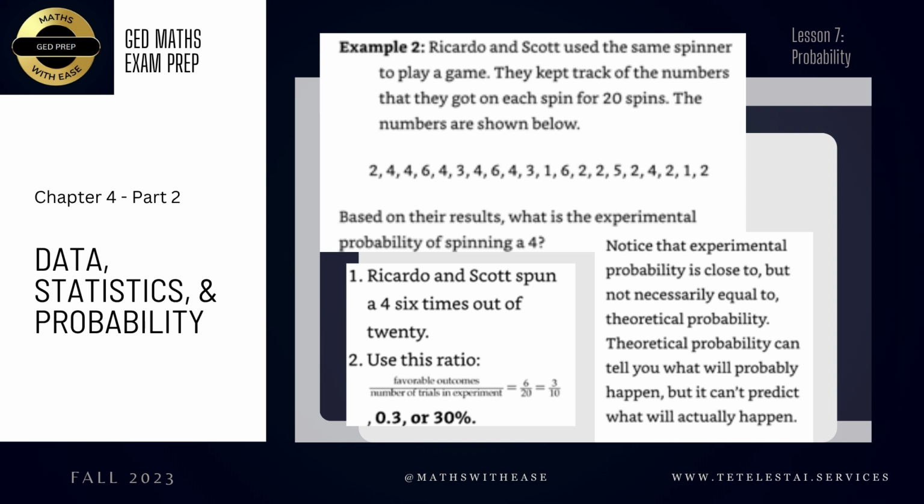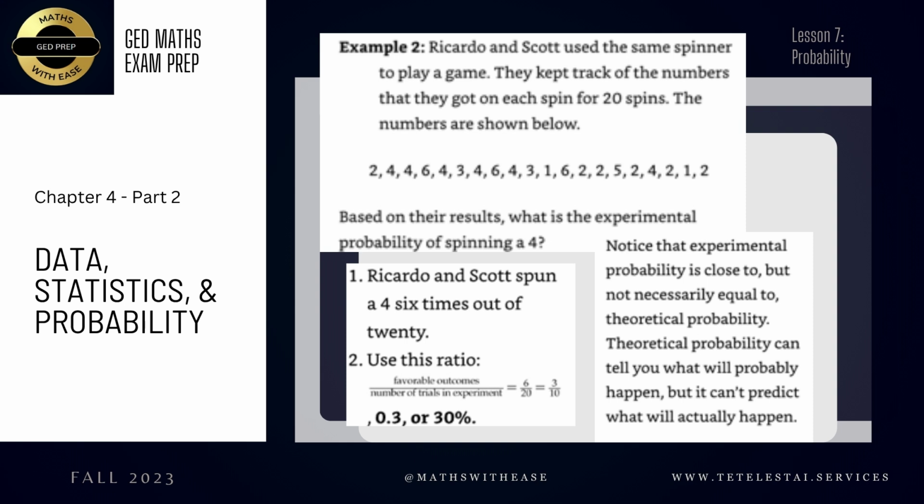You could recognize that 6 and 20 are both divisible by 2. So 6 divided by 2 is 3, 20 divided by 2 is 10. And so 3 over 10 is our probability ratio. The decimal equivalent of 3 over 10 is 0.3. Or you can express that in percentage form, which is 30%.